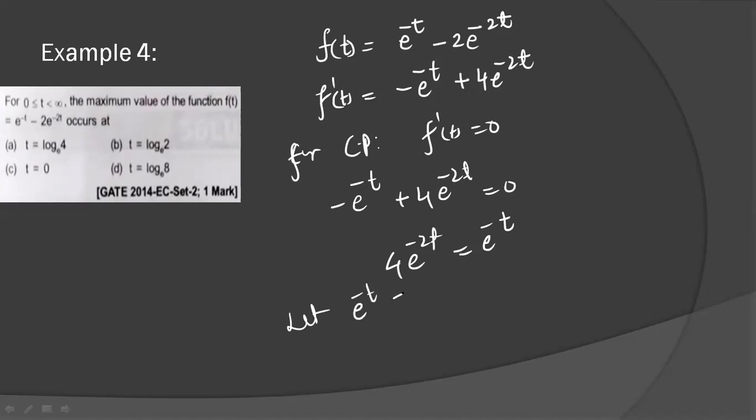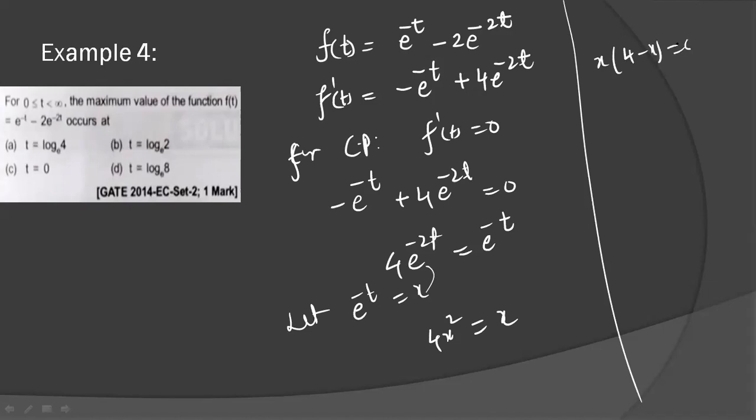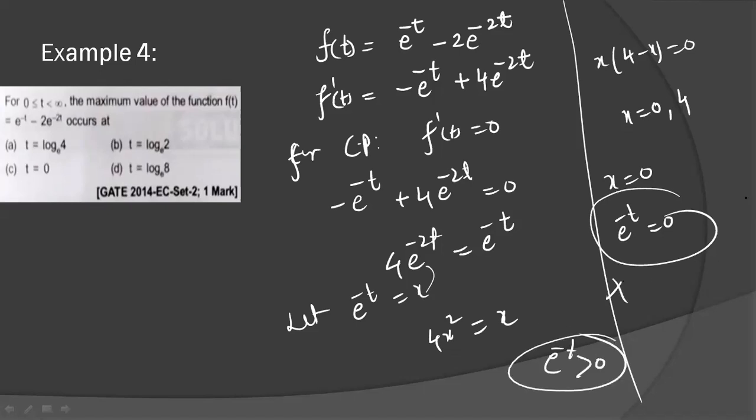Let e to the power minus t be x, then it will be 4x square equal to x, or if you take x common, x(4x minus 1) equal to 0. X equal to 0 means e to the power minus t equal to 0, which is not possible because the exponential function is always positive. E to the power minus t is always positive.